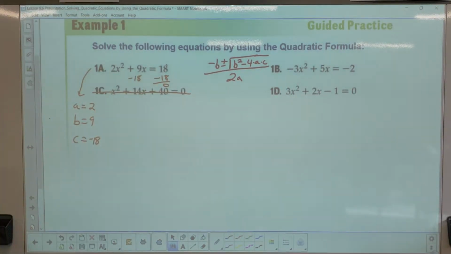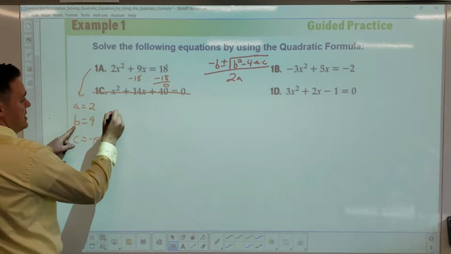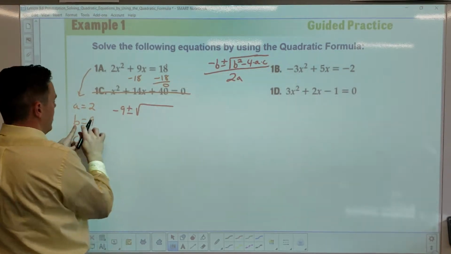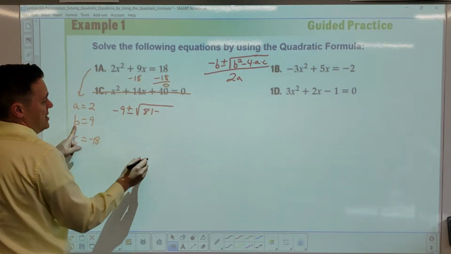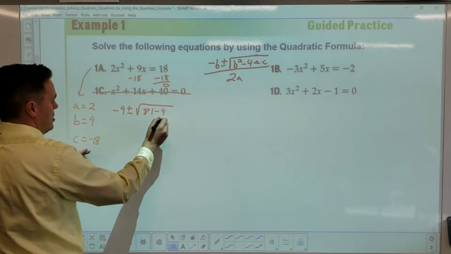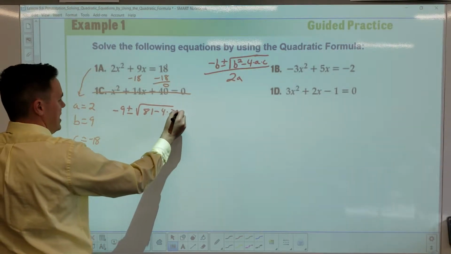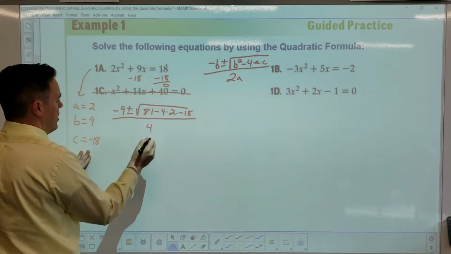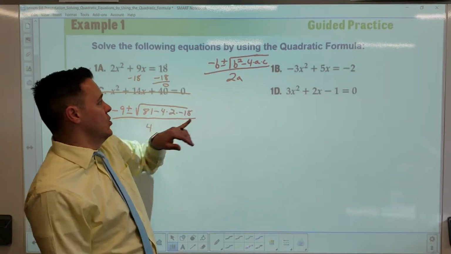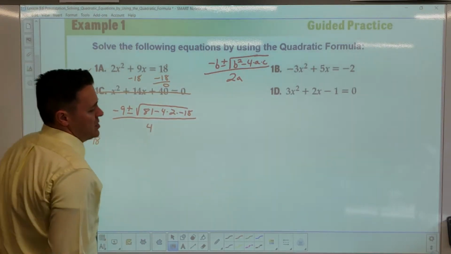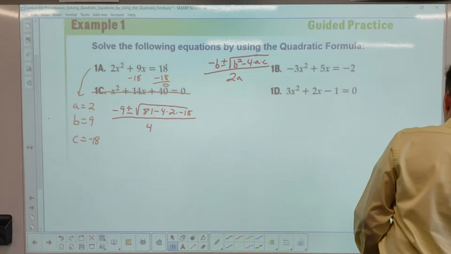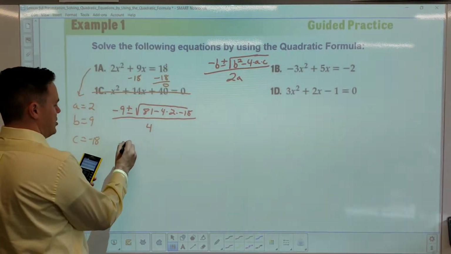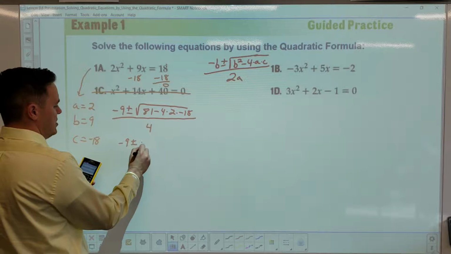All right, so let's set that up. My b value is negative, and it's 9, plus or minus the square root, b squared, which would be 81, minus 4 times 2 times negative 18, all divided by 4. Okay, 2 times 2 is 4. You set these up, same thing in a calculator. So one thing you guys need to do is make sure you can use a calculator for most of these.